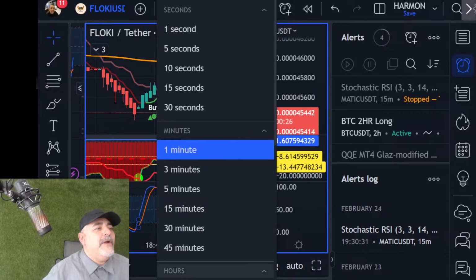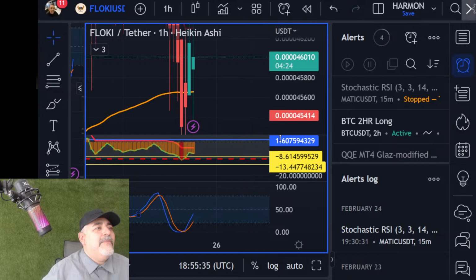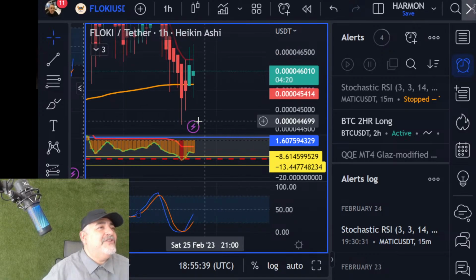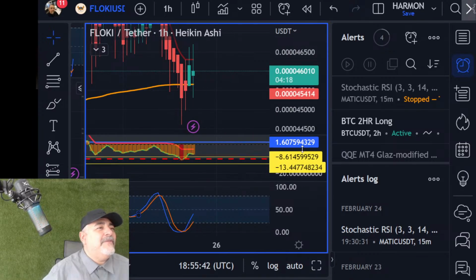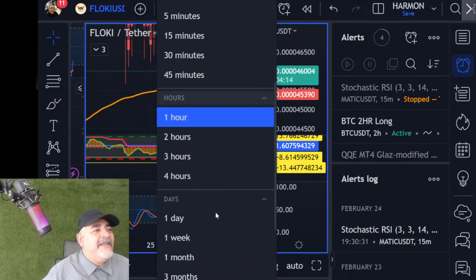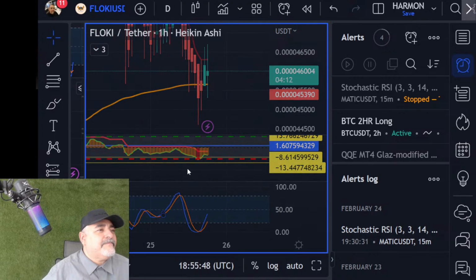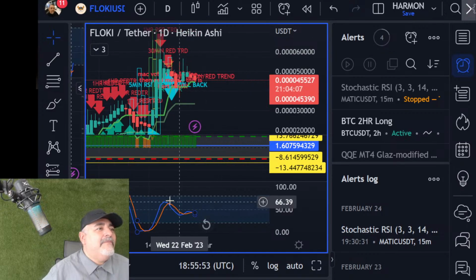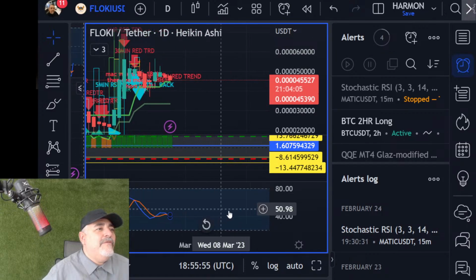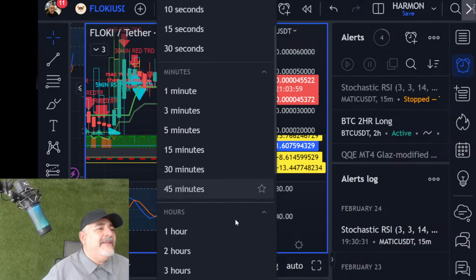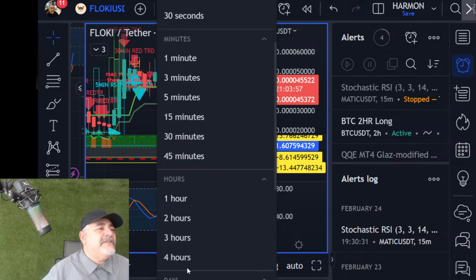Let's take a look at the 1 hour. The 1 hour is showing that it's going positive, which means the trend is up, right? This is what makes Floki so dangerous to deal with. So the trend is up. Let's take a look at the daily. Floki, daily's up, right? And the RSI is moving downwards here. So you've got a little downward movement on the daily. So it's kind of like a split decision, 50-50.